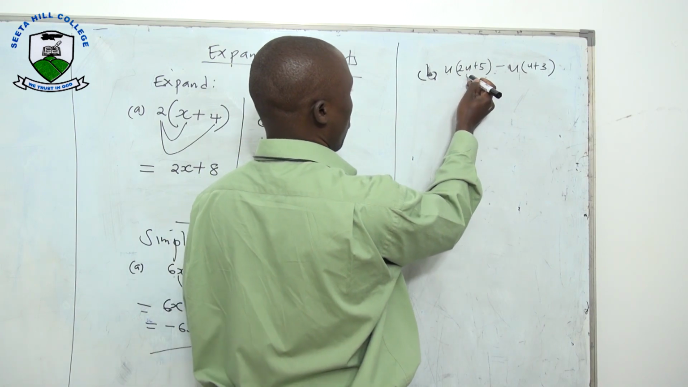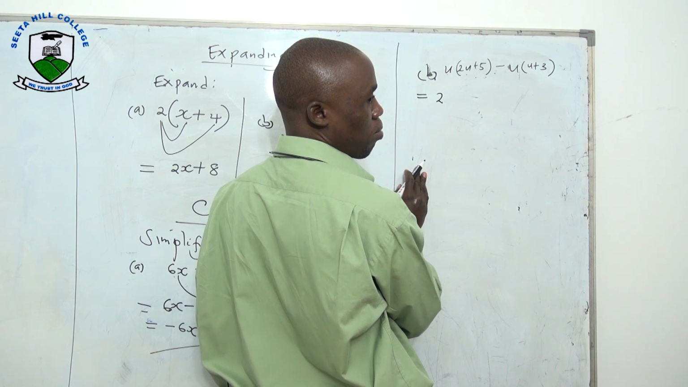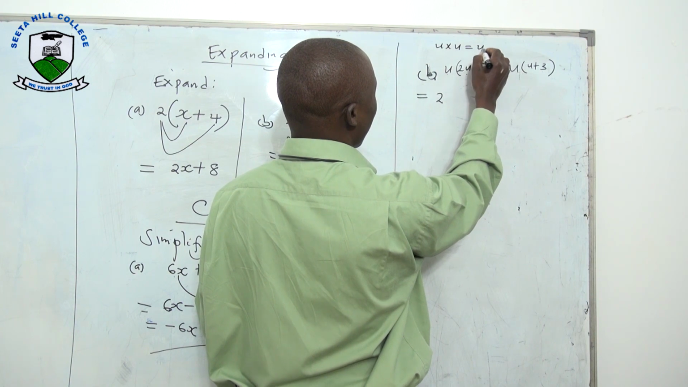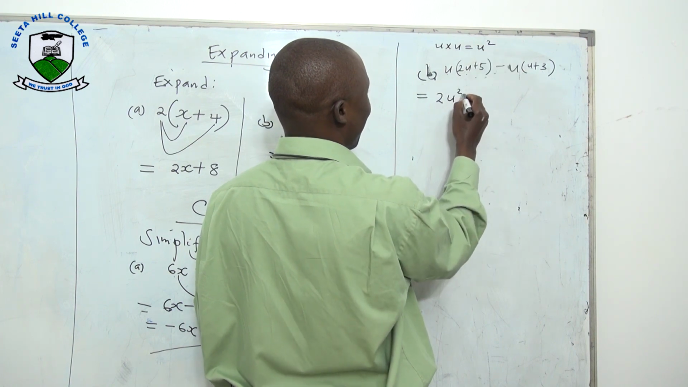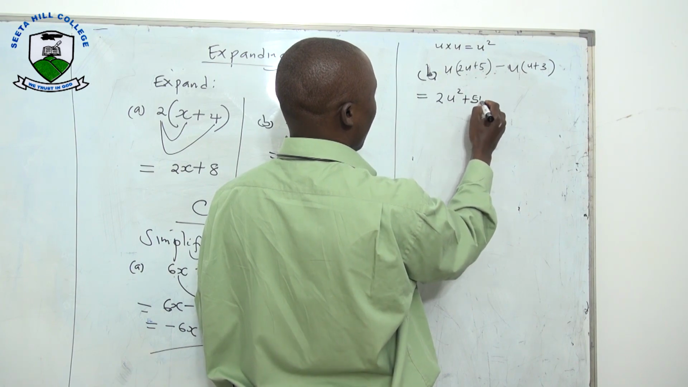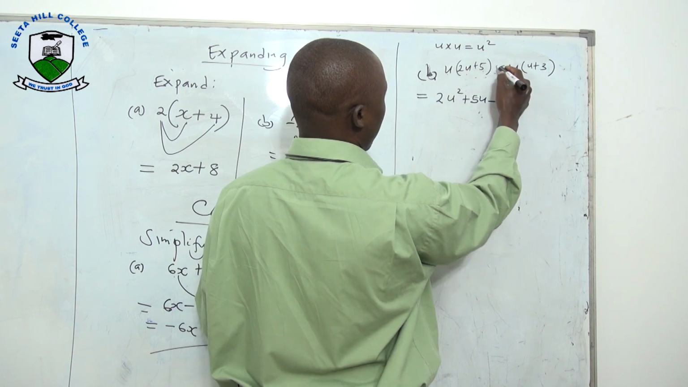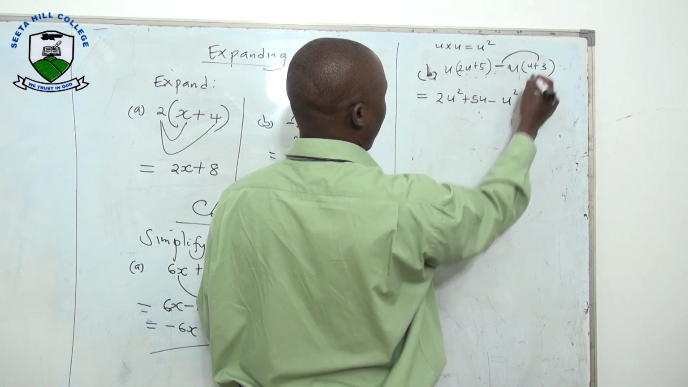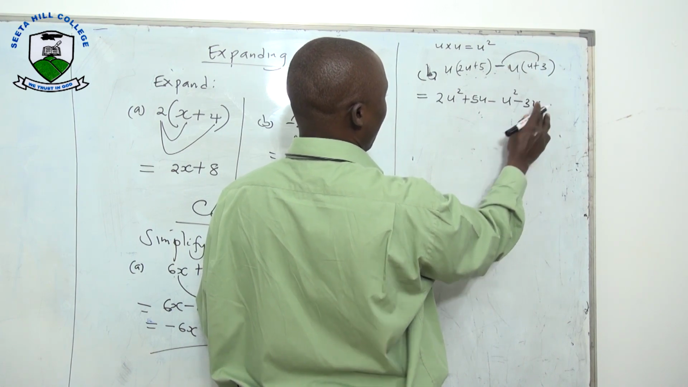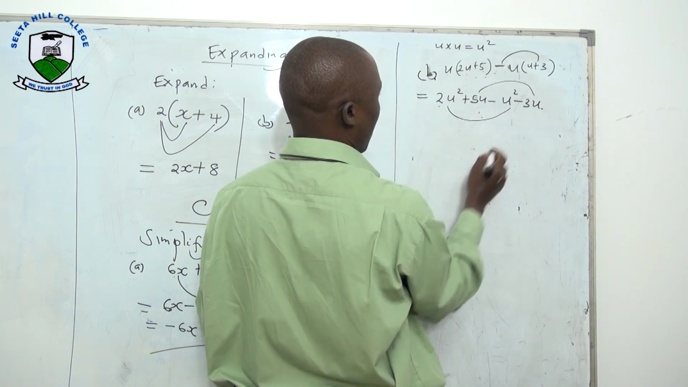U times U is... U times U will become U squared. Yes. Plus U times 5, 5U, minus U squared plus 3. No, minus 3. Negative times a positive, 3U, not so? Yes. Then like terms we have this, not so?